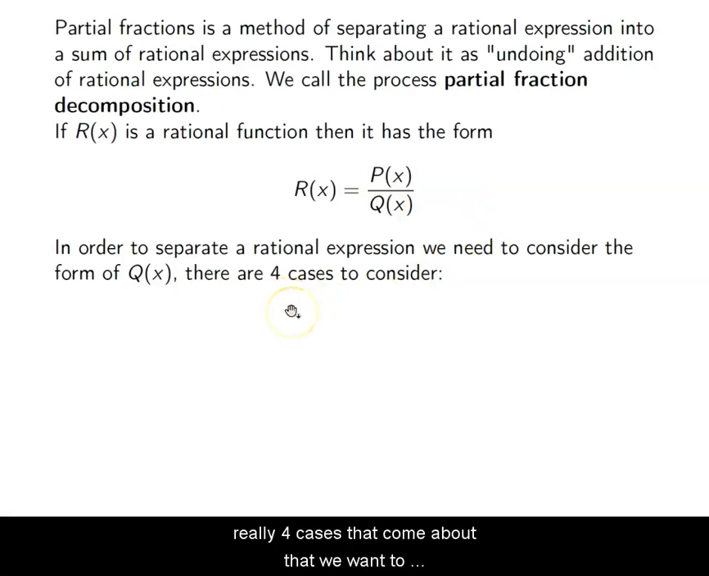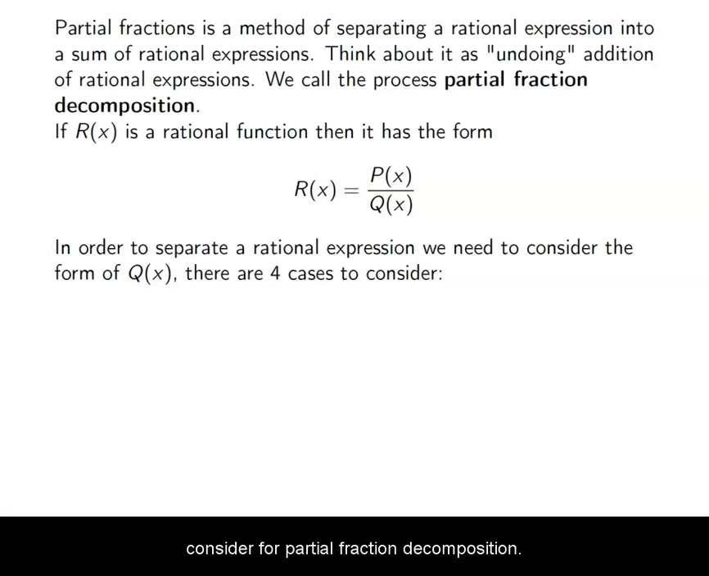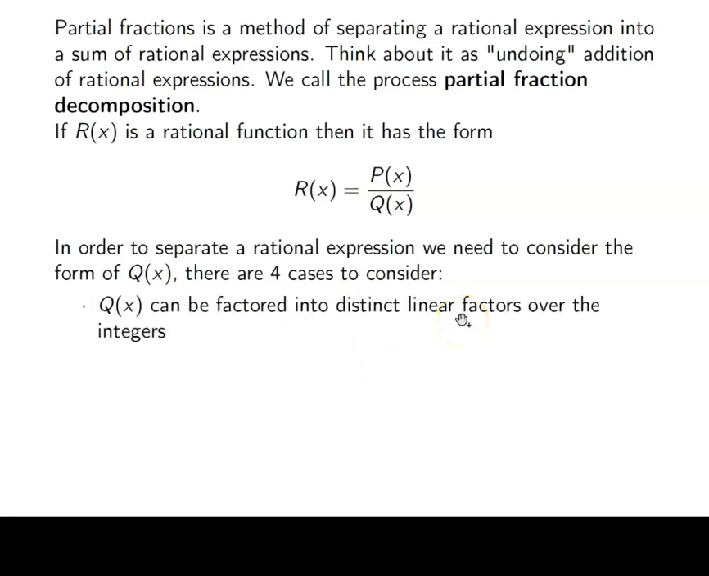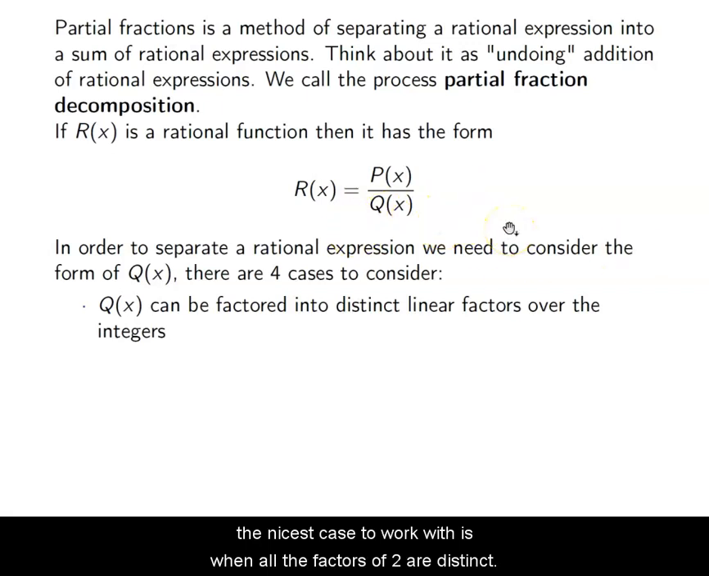Okay, so this brings us to 4 cases, right? As we factor things, there's really 4 cases that come about that we want to consider for partial fraction decomposition. First is that when I factor out q, every single factor is distinct, meaning there are no multiplicities, okay? There's no x squared as a factor. There's no x plus 1 squared, where x plus 1 times x plus 1 is a double factor basically. So we don't have any multiplicities. That's the first case. That's actually the easiest case, the nicest case to work with, when all the factors of q are distinct, okay?